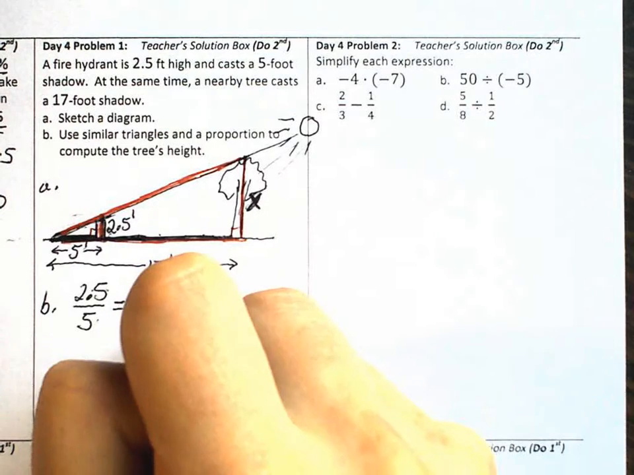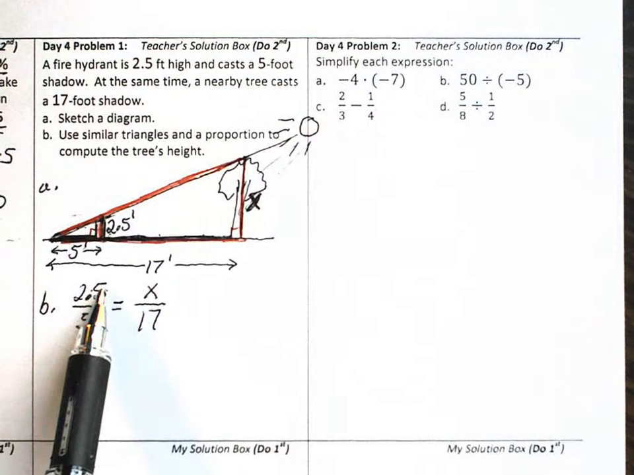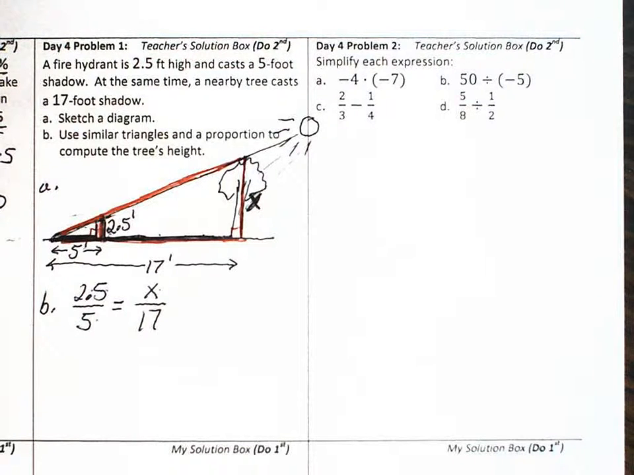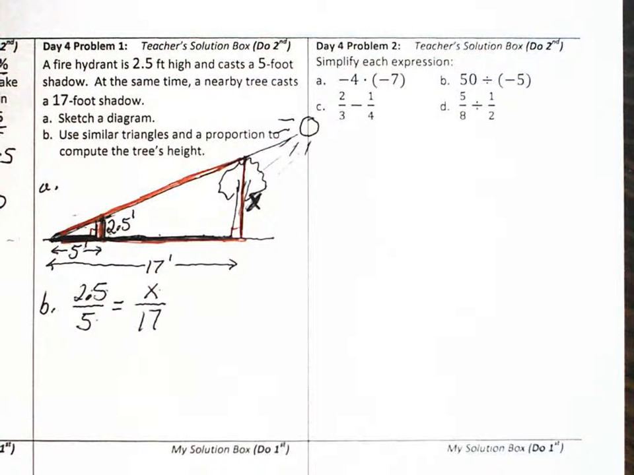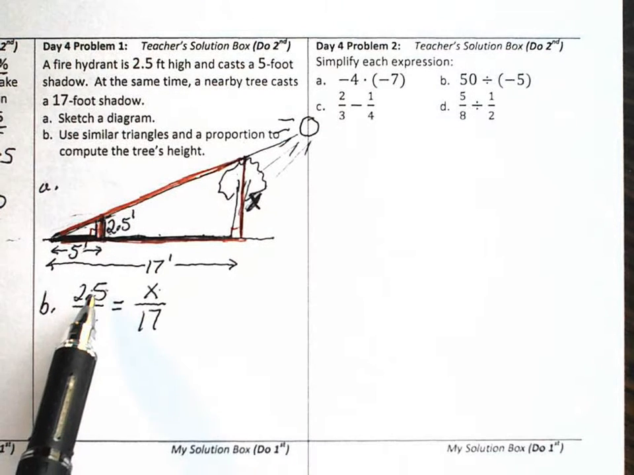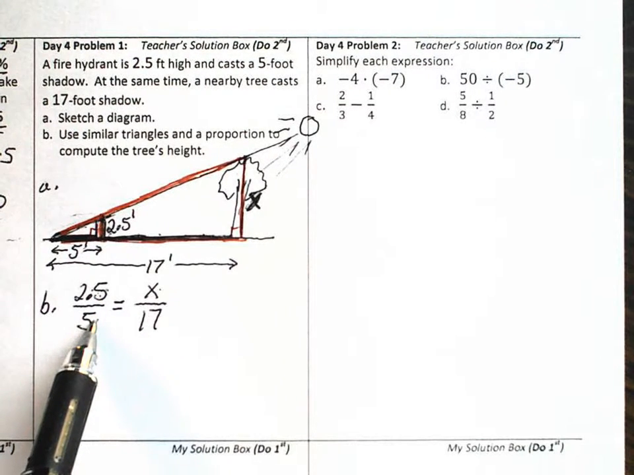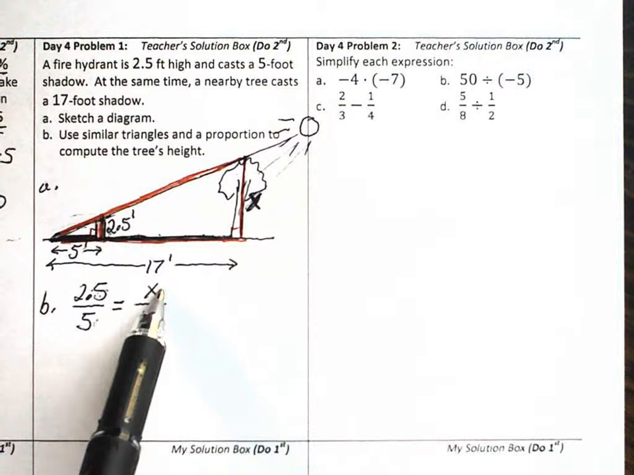That's the 17. So here is a proportion that shows relationships between a fire hydrant and its shadow and a tree and its shadow. Now there are a lot of ways to solve proportions. If we can see any sorts of patterns, those patterns can help us to solve for the variable x. And there is a pattern that I notice. The pattern has to do with how the height of the hydrant is related to its shadow. 2.5 is half of 5. That's a pattern that I see, and I can use that pattern to find the height of the tree.